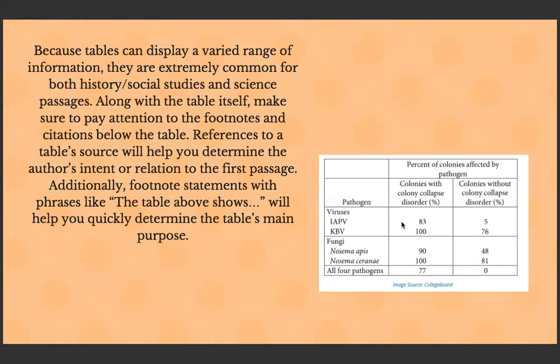And then in your next column, you've got colonies with colony collapse disorder by percentage, which is important for you to realize. So this says 83%, 100%, 90%, 100%. Colonies without colony collapse disorder, and again, it's in percentages, and it reads 5%, 76%, and so on.